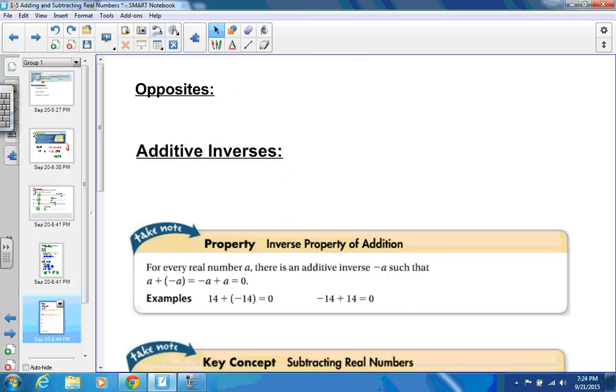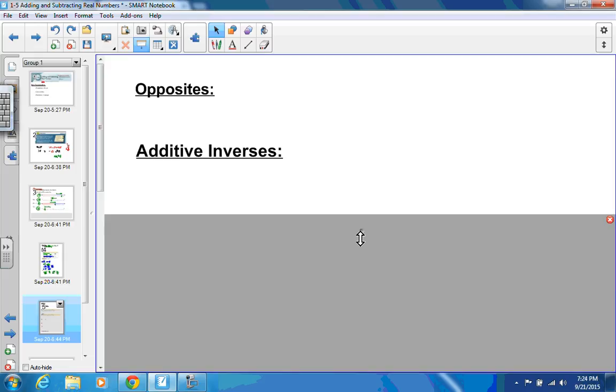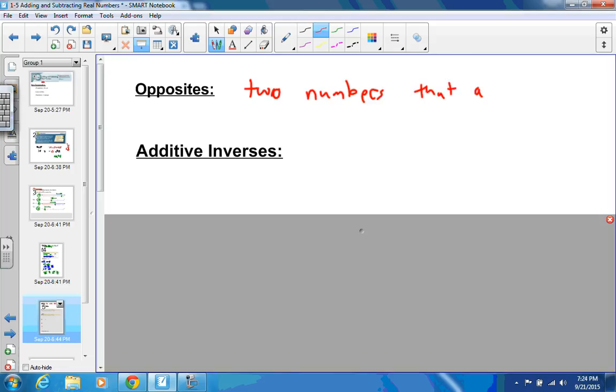Now I've got a couple, the other two key terms here. First one is opposites. Opposites are two numbers that are the same distance from 0.